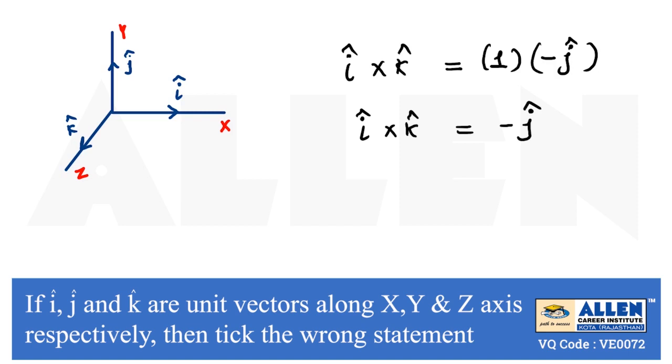Therefore the answer to this question, which asked what the wrong statement is, is i cap cross k cap is equal to minus i cap. This is the wrong statement, so this will be our final answer. Thank you.